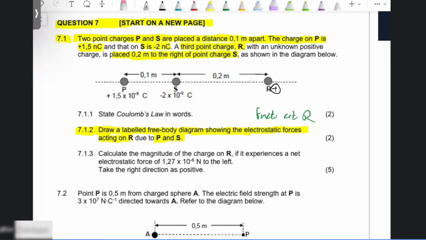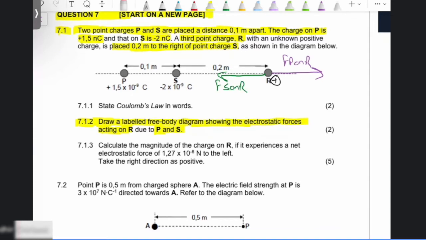So with regards to P and R, is P going to pull R towards it or push it away? Obviously, it's going to push it away. So R is going to be pushed away because of P. So this is the force of P on R. Now, what is going to happen between S and R? A negative and a positive charge means that R is actually going to be pulled this way here. So this is going to be the force of S on R. Done. So that's actually your free body diagram.